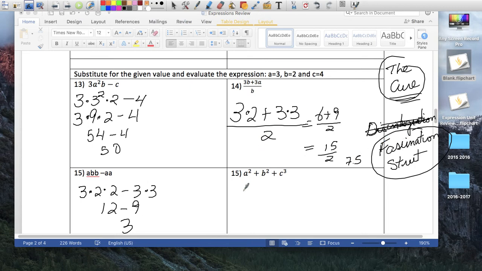Okay. 15, a squared plus b squared plus c squared. A squared is 3 to the second power. B squared is 2 to the second power. And c squared is 4 to the second power. 3 to the second power is 9. 2 to the second power is 4. And 4 to the second power is 4 times 4, which is 16. I can now add all those, and that gives me 29.